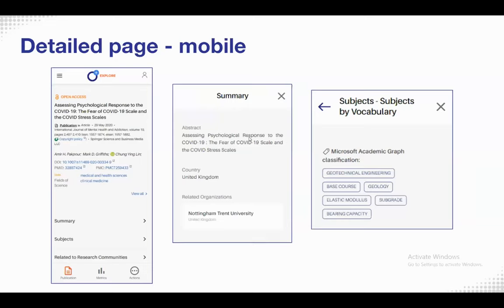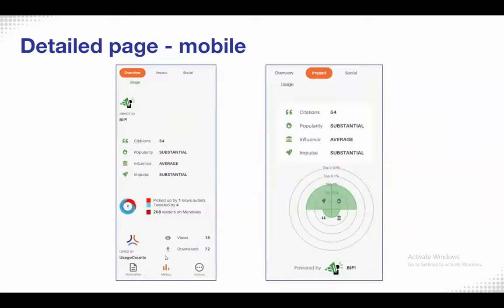And if we want to see something in more detail that does not fit this screen, we can go back with this arrow or completely close the window and view the first screen with this X. Those three options at the bottom of the page are focusing on the main information and the main actions that the users have in a detailed page. The second one is for metrics and is a way to view again the usage counts metrics and the impact-based indicators, and also the altmetrics badge.